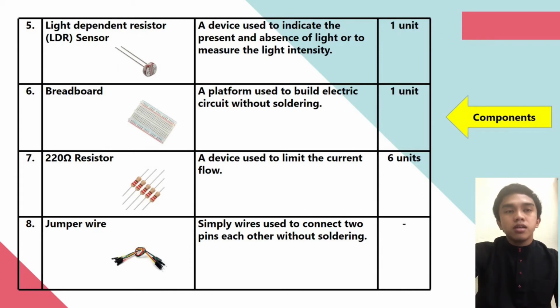Next is 220 ohm resistor. We use resistor to limit the current flow between the LED. The last component is jumper wire. We use the jumper wire to connect 2 pins to each other without soldering.